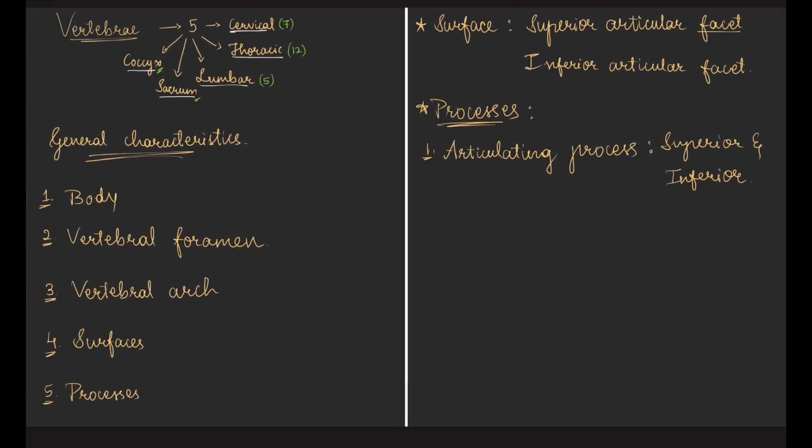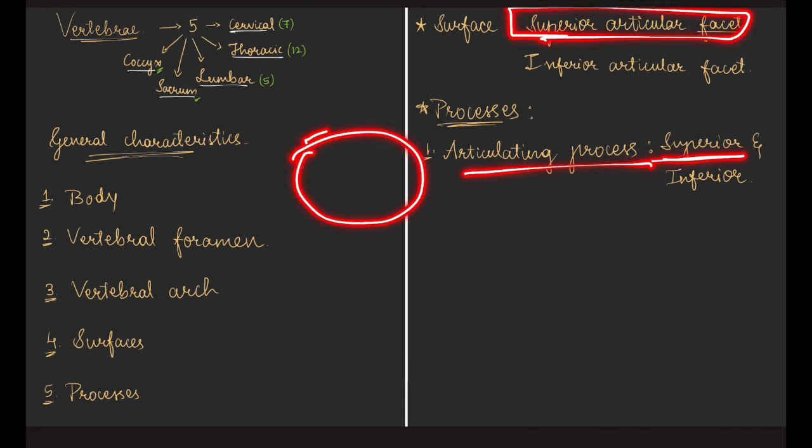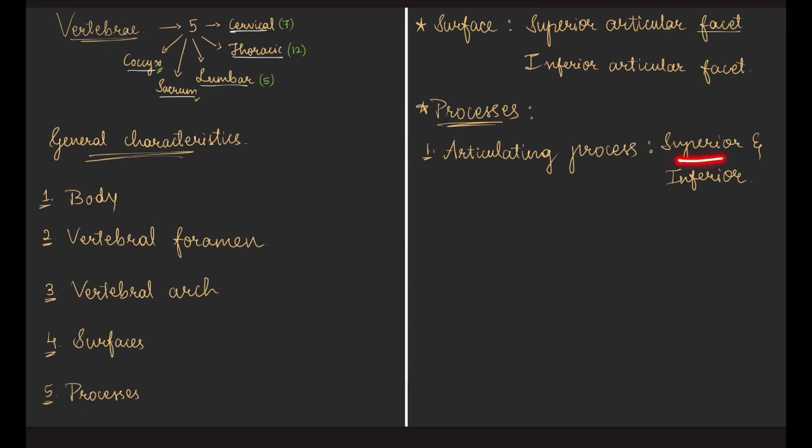So the superior articular process has the superior articular facet. There is a process on which there is a surface which joins to the next vertebral surface. This is the process, this is the facet. So superior articular process has the superior articular facet, and inferior articular process has the inferior articular facet.